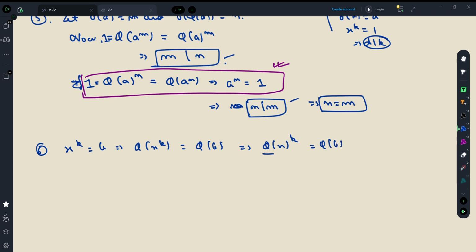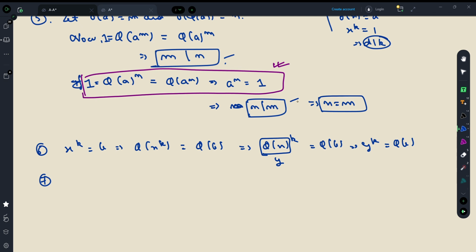But phi of x to the power k, that is phi of x whole to the power k, is equal to phi of b. So identifying phi of x as an element y will give y to the power k is equal to phi of b. Moreover, y and x have the same order. So number 6 typically follows from the facts which we have already proved, right? And 7 also follows immediately.